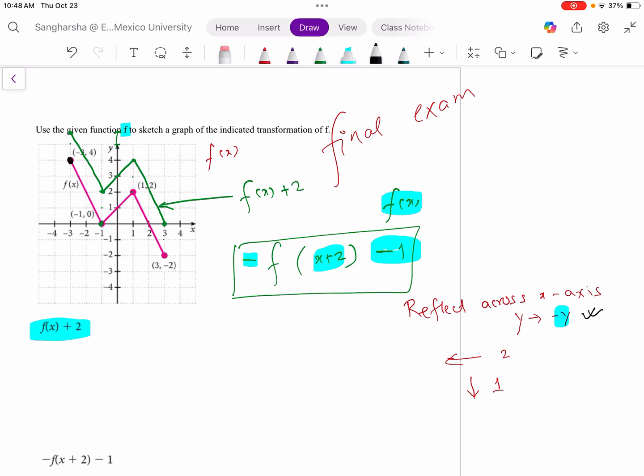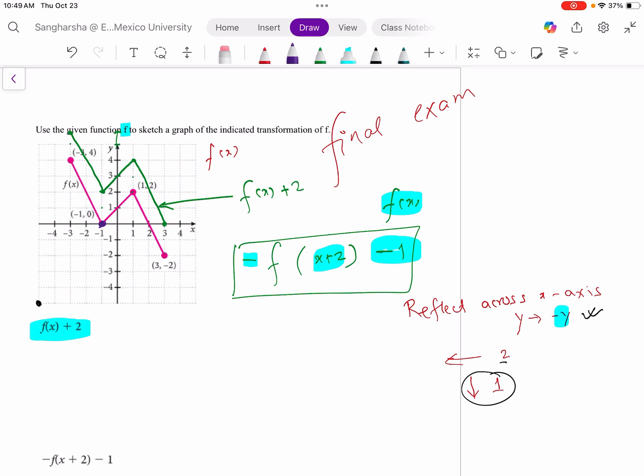Now you move that point left by 2 units. Let me do each point. Reflecting this point across the x-axis, just think you have a mirror here. Where do we see this point? We will see this point here, right? Now you move this point left by 2 units, 1, 2, then you go down by 1 unit. So this is our final point. Any question?